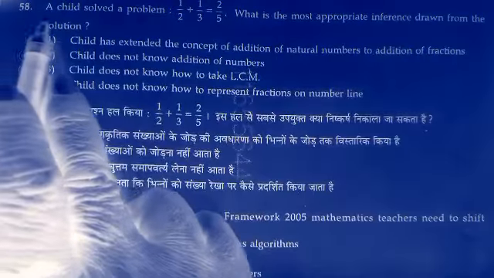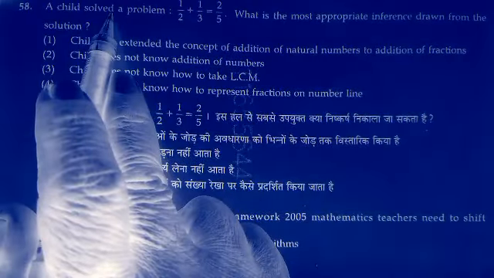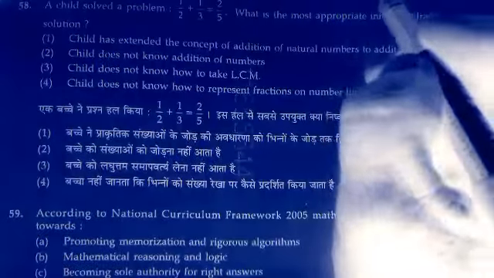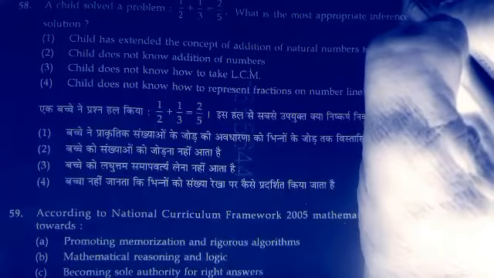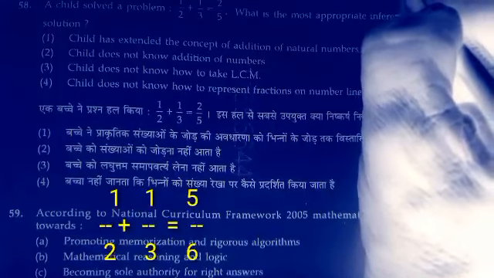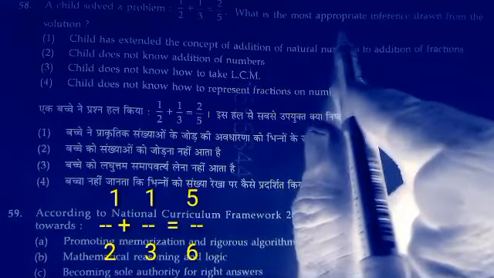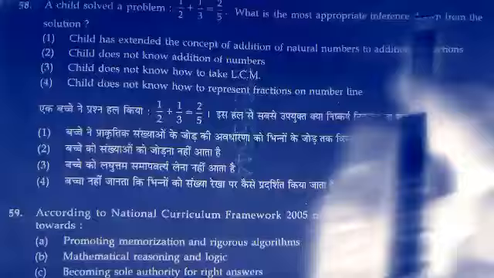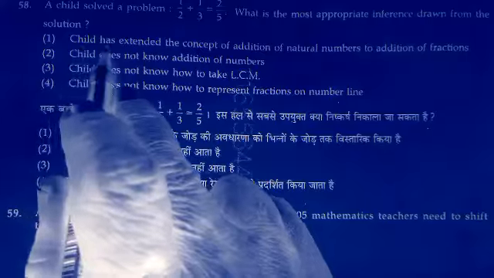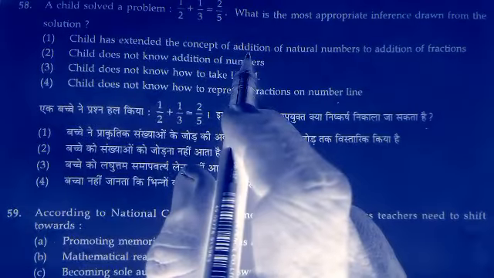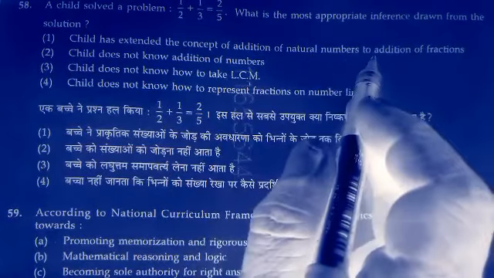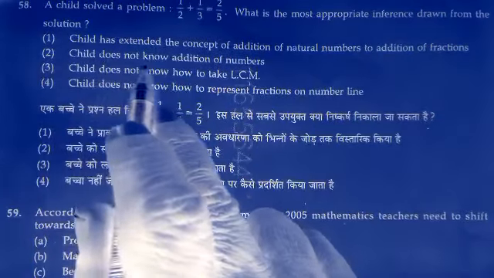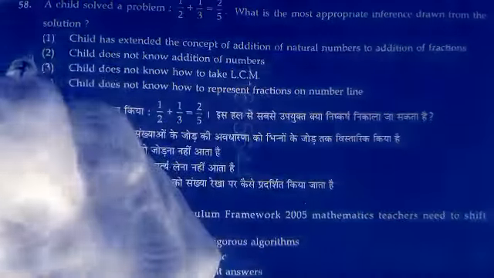Number 58. A child wrongly solved the problem. LCM of 2 and 3 is 6, and 3 plus 2 is 5. What is the most appropriate inference drawn from this solution? First, the child has extended the concept of addition of natural numbers to addition of fractions. Second, the child does not know addition of numbers. This is our answer.